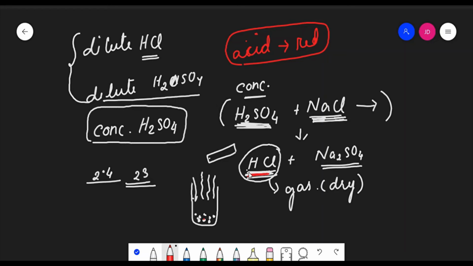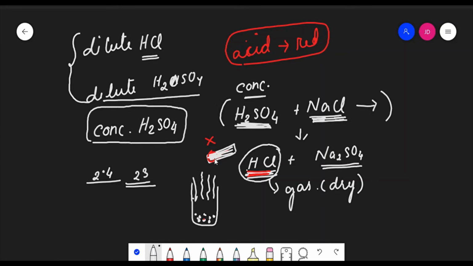We know it already. Now that HCl gas, obviously we know HCl is the first acid we learned, so it will turn the litmus paper red. Yes, however, no, it does not turn the litmus paper red. However, if you take the same litmus paper, put a little water on it, and now put it in the gas, this time you will notice that the litmus paper will turn red. So I hope you are getting it.